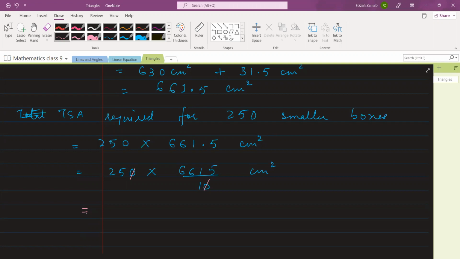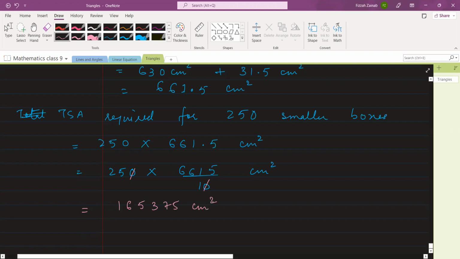Ma'am, the answer is 6640. 6640? No, it should be a bigger number. See, you're multiplying 6615 into 25. Should be at least, I think, a 5-digit or 6-digit number. Ma'am, the answer is 165375.